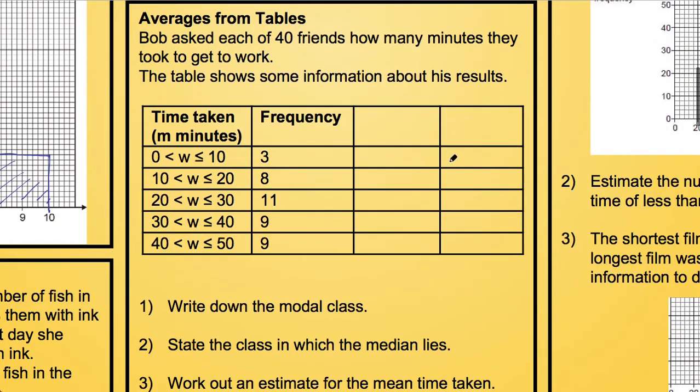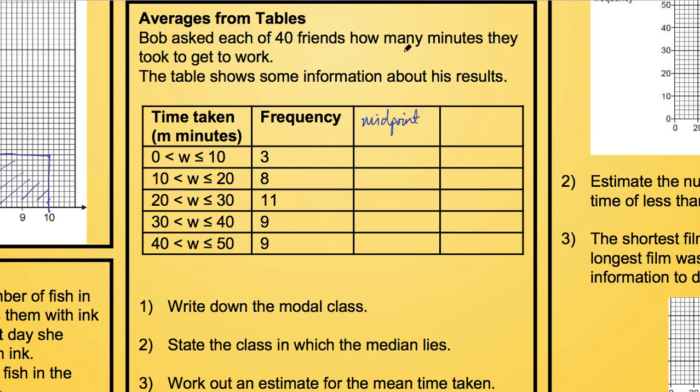Averages from frequency tables. This is where we do a long process to get the average. We do frequency times midpoint. So there are 2 extra columns in here to help us, but sometimes the exam won't provide those extra columns, so we need to know what we're doing.